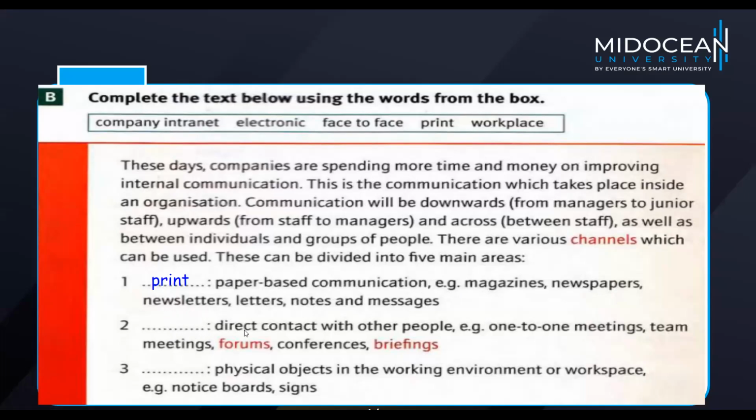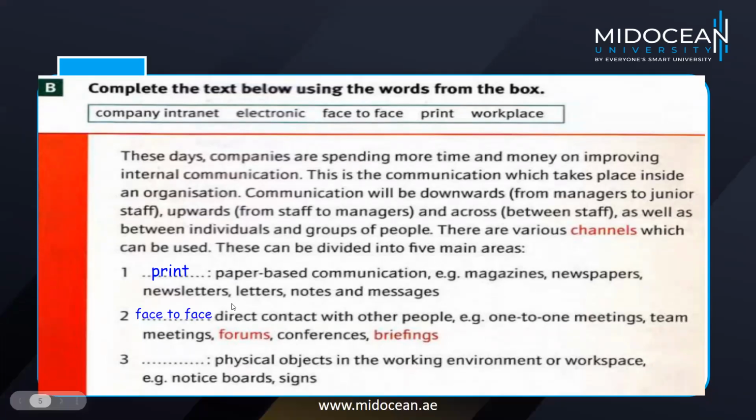Then number 2, direct contact with other people. Like one-to-one meetings, team meetings, forums, conferences, and briefings. Okay, so is this print, workplace, face to face, electronic, or company intranet? It can't be electronic because we said direct, so it's face to face.